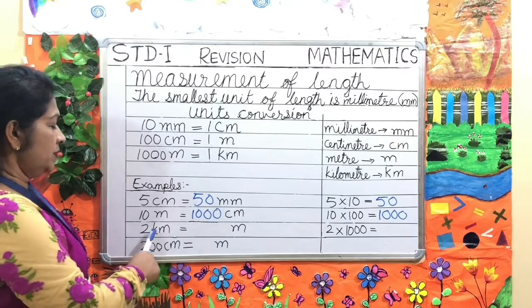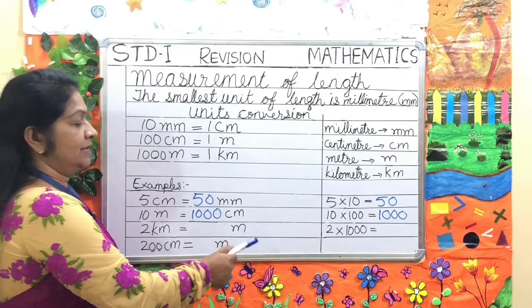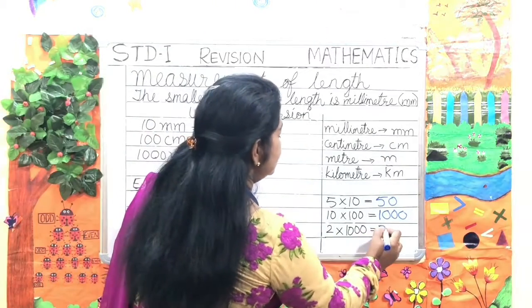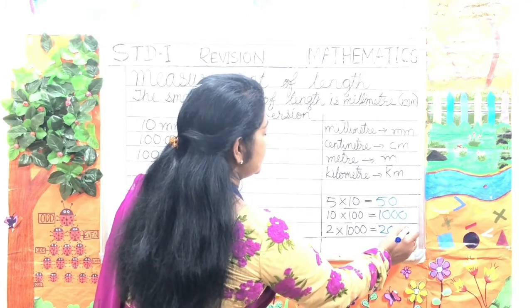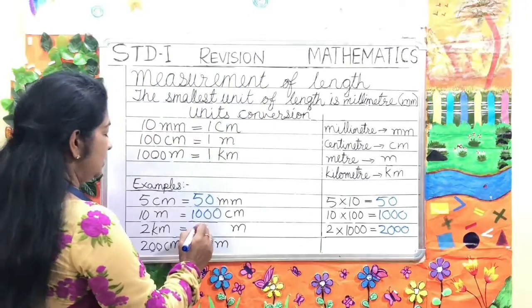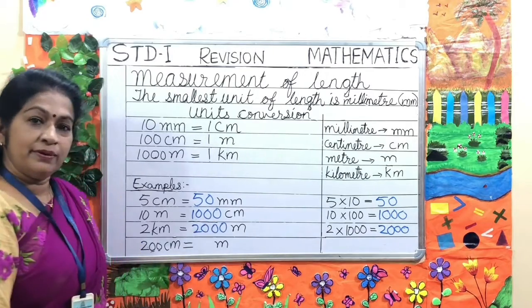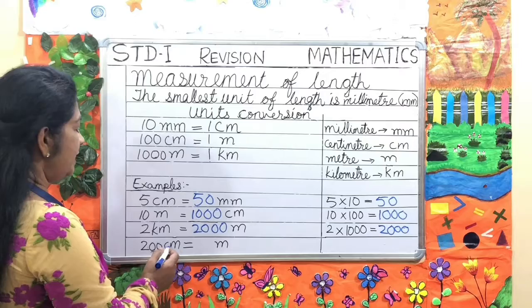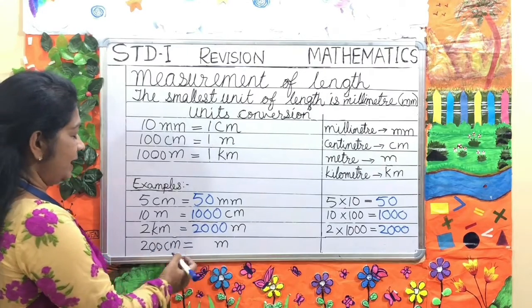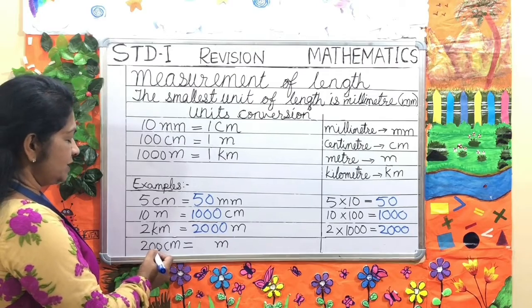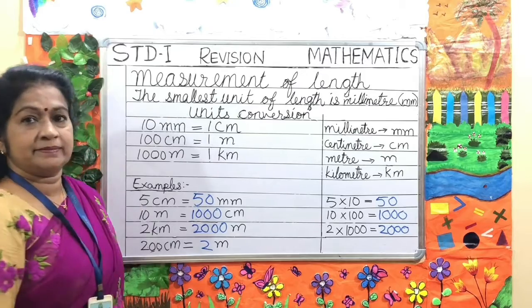Next one, 2 kilometer. 2 kilometer is equal to dash meter. So 2 into 1000, so 2000 meter. Now next, 200 centimeter is equal to dash meter. So you have to divide by 100. So you remove these zeros. So you will get 2 meter.